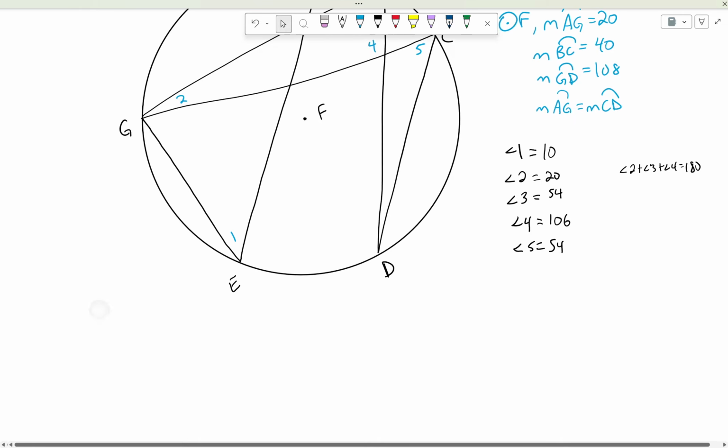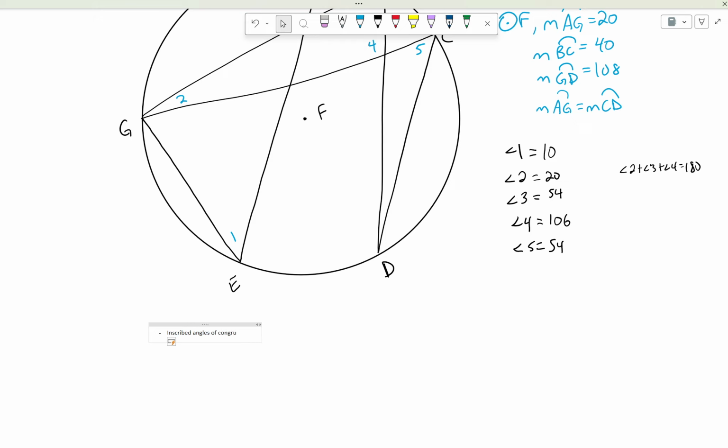So let's go with a few properties here. The inscribed angles of congruent arcs are congruent. We can see that exemplified in angles 3 and 5.